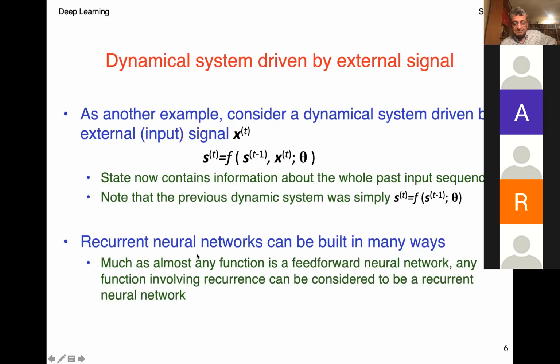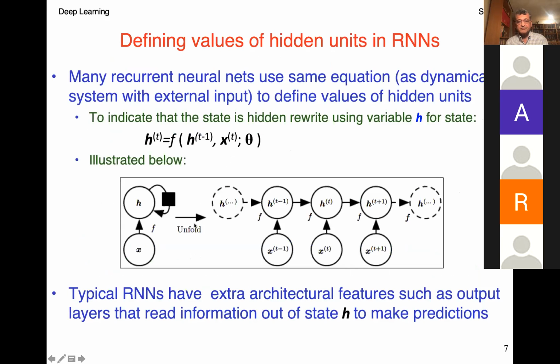So recurrent neural networks can be built in many ways. Much as almost any function is a feed-forward network. If we give any function, we can say, well, I can write it as a feed-forward network. Any function involving recurrence can be considered to be a recurrent neural network. So there are many ways to do this. So we'll slowly build up a little bit of complexity, defining values of hidden units in recurrent neural networks. So many recurrent neural networks use the same equation as the dynamical system. The dynamical system is a very general formulation. So deep learning is a new subject, right? It didn't exist maybe 10 years ago, right?